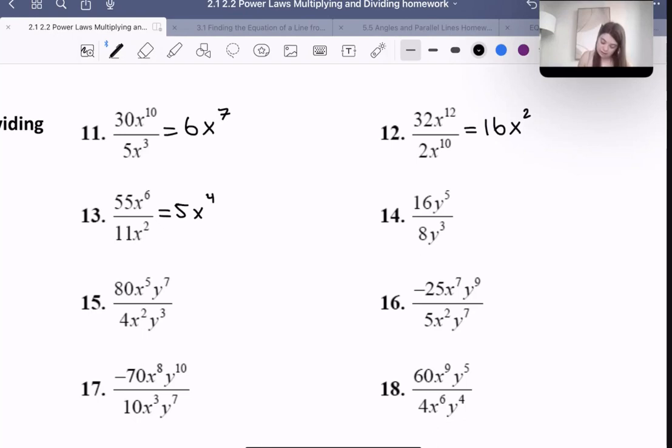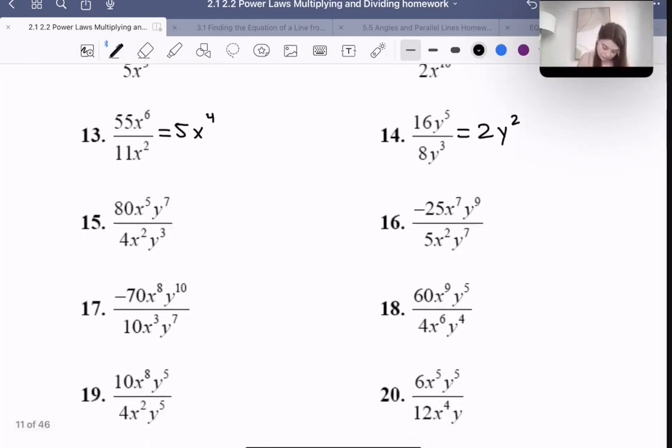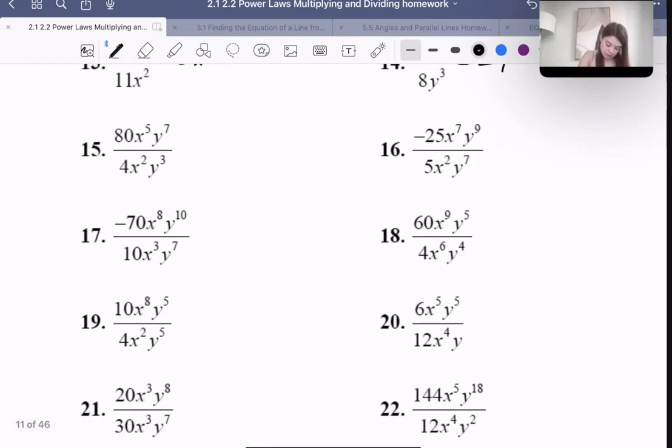Then for 14, we have 16 over 8, which is 2. And then y to the power of 5 over y to the power of 3, which is going to be y squared, right? Because we subtract those exponents. All right, for 15, we're going to get 80 divided by 4, which is 20. And then we are going to do 5 minus 2 for the new x exponent. And then for the new y exponent, it'd be 7 minus 3, which gives us 4.